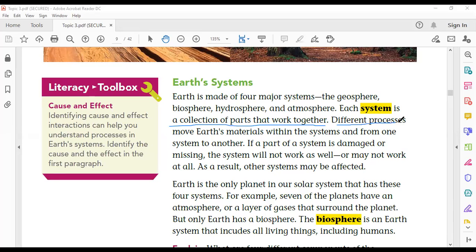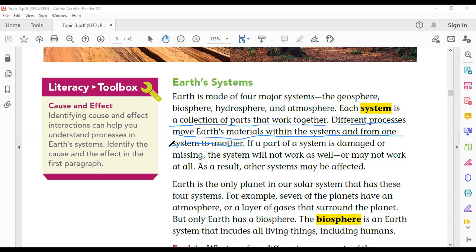Different processes move Earth's materials within the system and from one system to another. That means in the Earth system, the different parts exchange materials. Materials can move from one system to another. For example, oxygen is matter or a material. It can move from the atmosphere to the biosphere. When organisms take in oxygen, this is an example of how the material moves from one system to another.